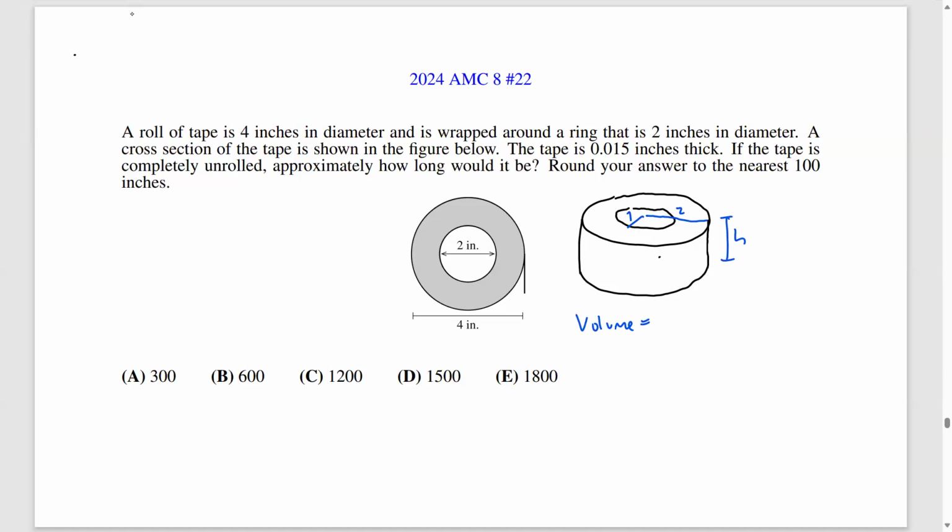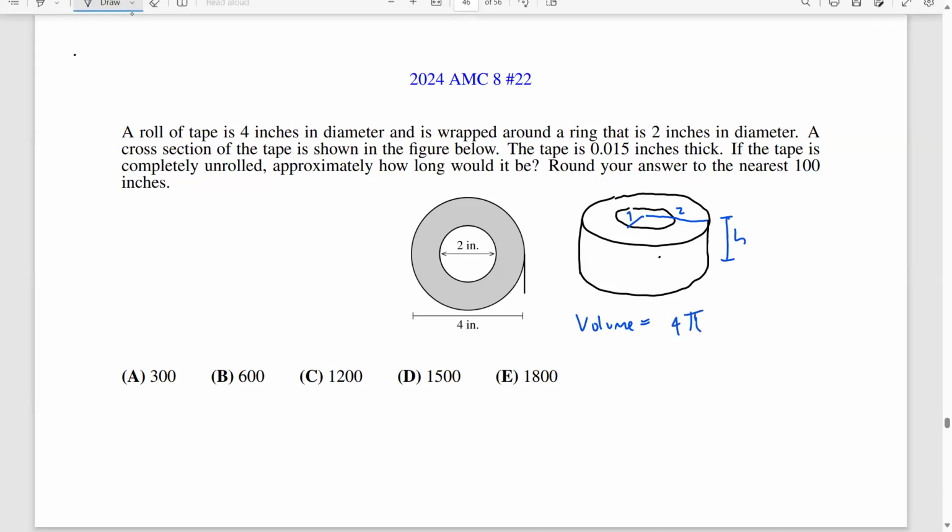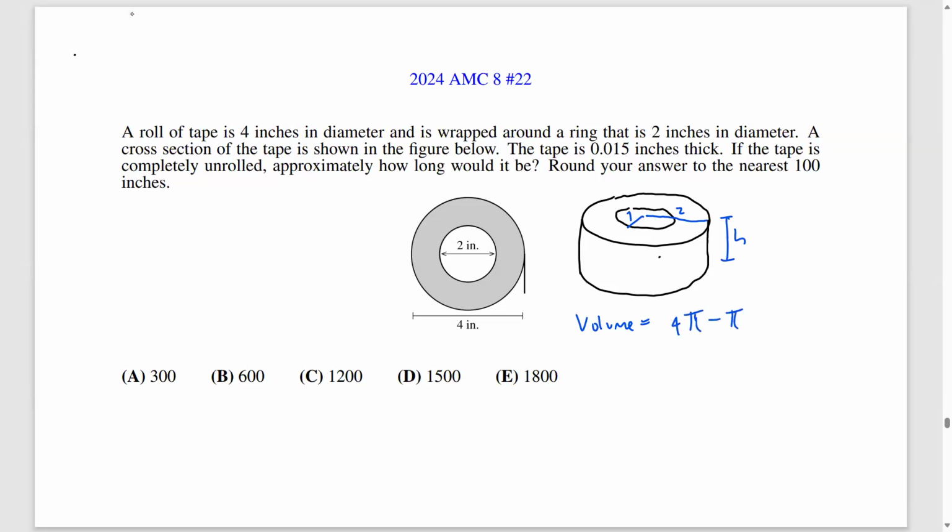or alternatively, we can find the volume of a cylinder of radius 2 and then subtract the volume of a cylinder with radius 1. In either case, you'll get 4 pi minus pi as the base area, multiplied by the height, which is 3 times h times pi.